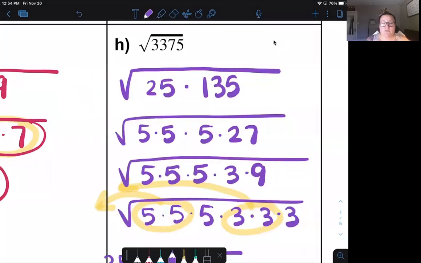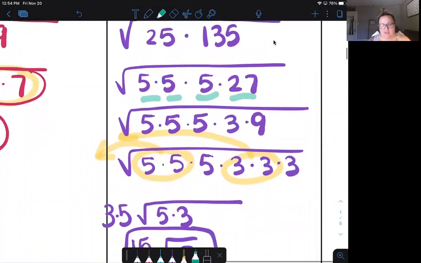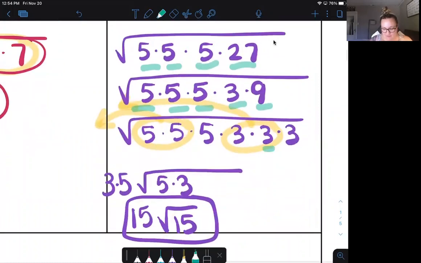So I broke 3,375 down to 25 times 135. 25 is 5 times 5. 135 is 5 times 27. And then I just continue to break those down. 3 times 9, and then 9 became 3 times 3.